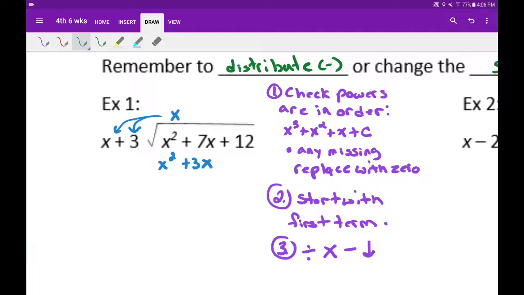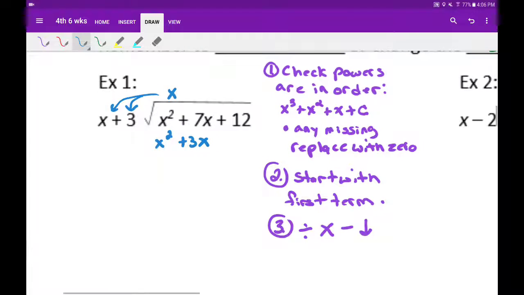Now notice how I have my x squares lined up in a column and my x's lined up in a column. We want to make sure that those stay lined up. What we write on top doesn't necessarily need to be lined up. You can line them up if you'd like, but you can just place them wherever.